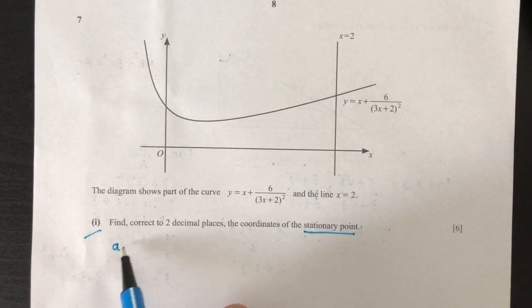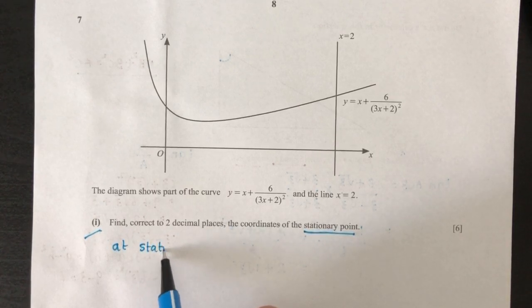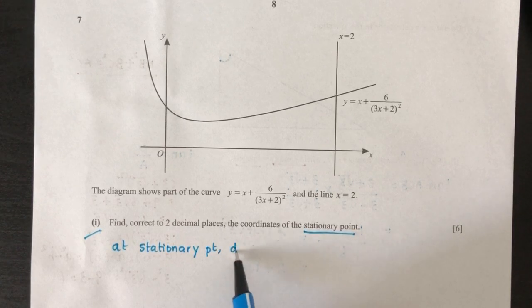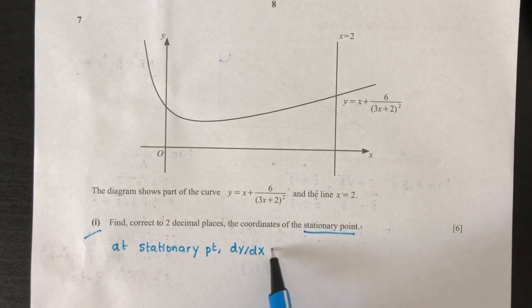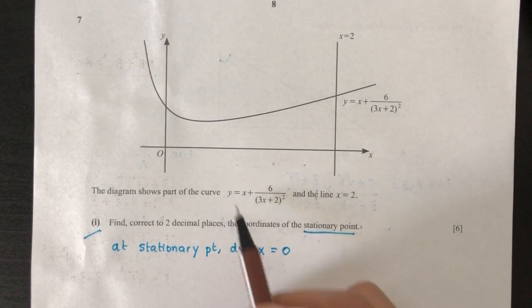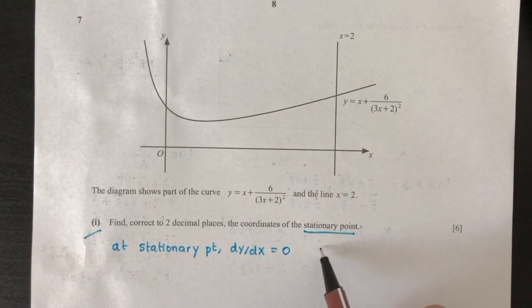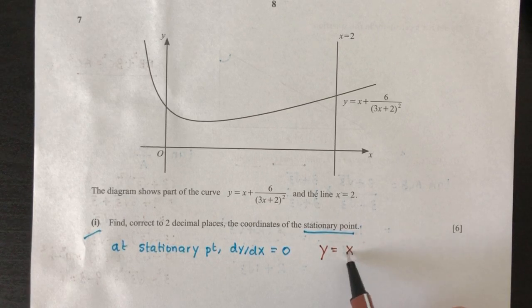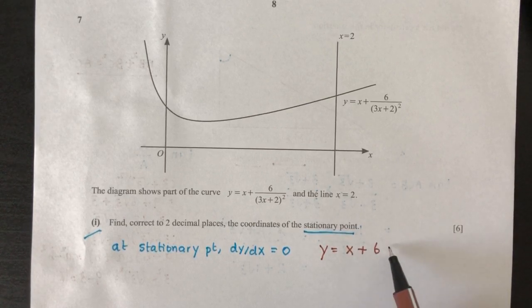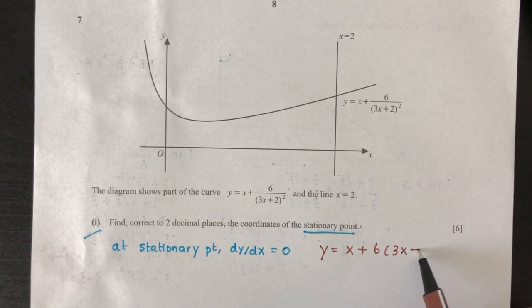As you must know by now, at a stationary point you will have dy by dx equal to 0. So y is given to you by this, so we can rewrite this to make it easier for you. So y becomes x plus 6 times (3x plus 2) to the power minus 2.